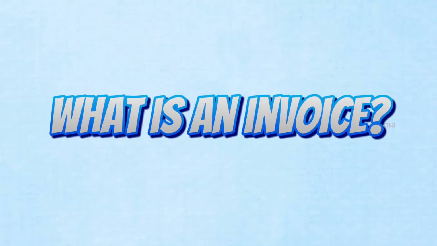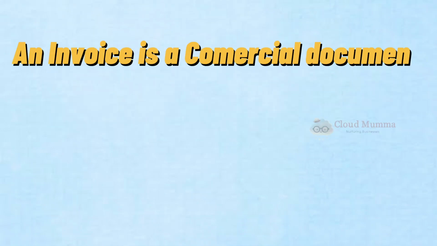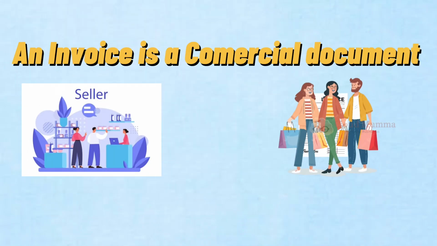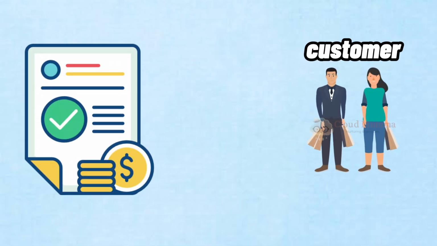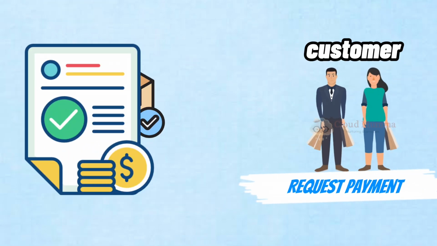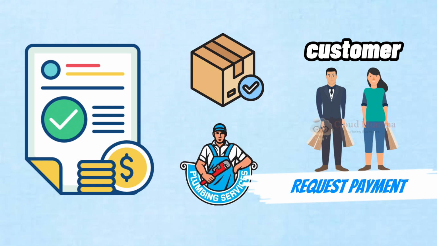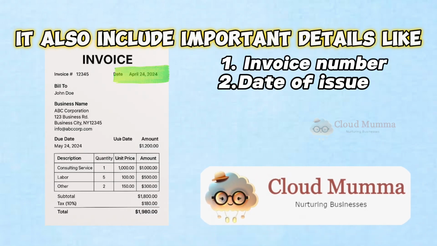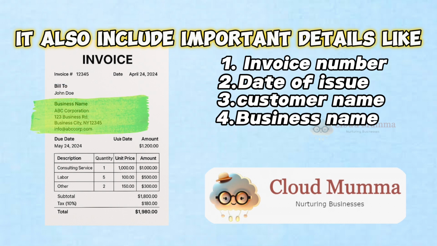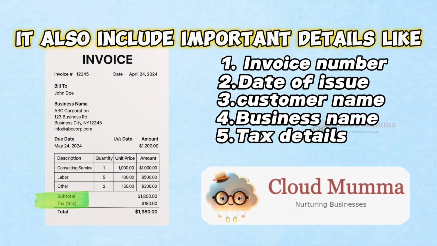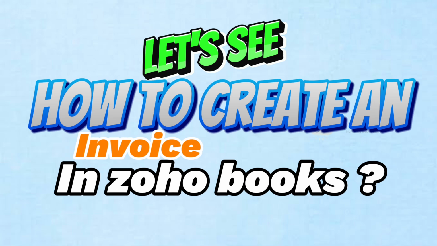What is an invoice? An invoice is a commercial document sent by a seller to a customer. In simple words, it's a bill that requests payment from the customer for goods or services delivered. It also includes important details like invoice number, date of issue, customer and business information, tax details, and due date for payment. Let's see how to create an invoice in Zoho Books.